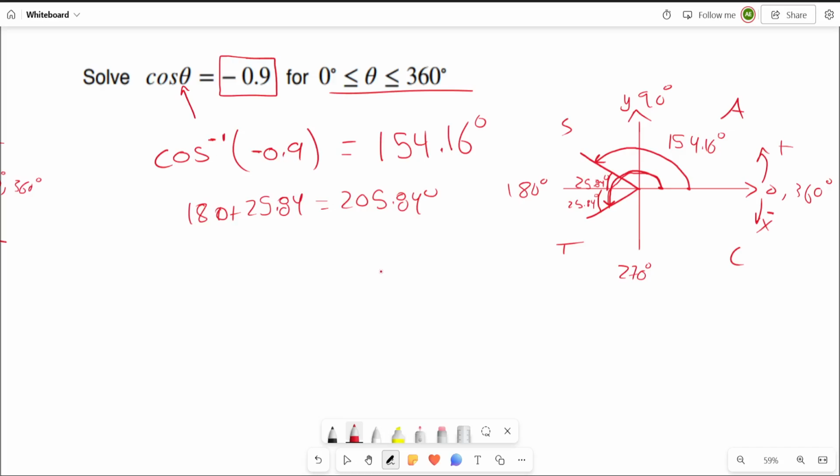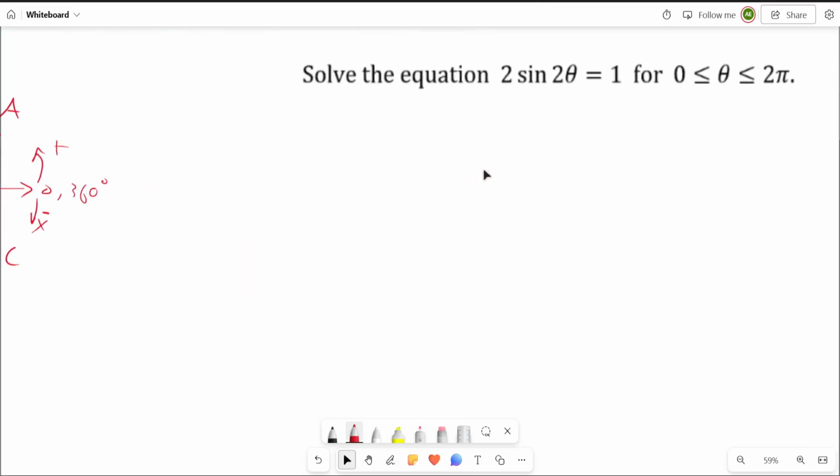This is going to equal 205.84 degrees. Okay, so I know that if I want to get the third angle, I need to go this full rotation, which is 360, and then exceed it to get to the other part. So this is out of my range, so I will just keep those two answers, and this is the answer to my question.